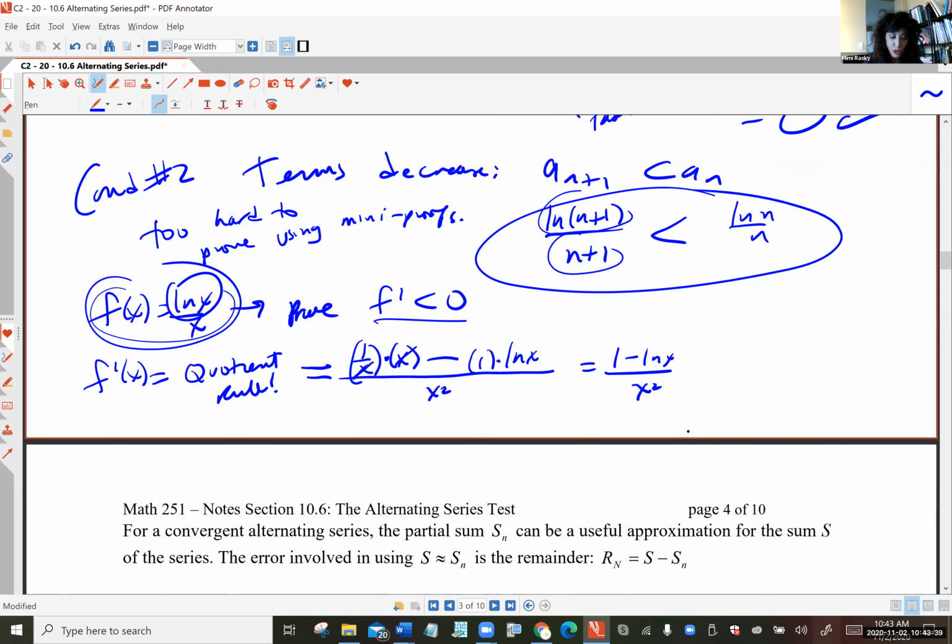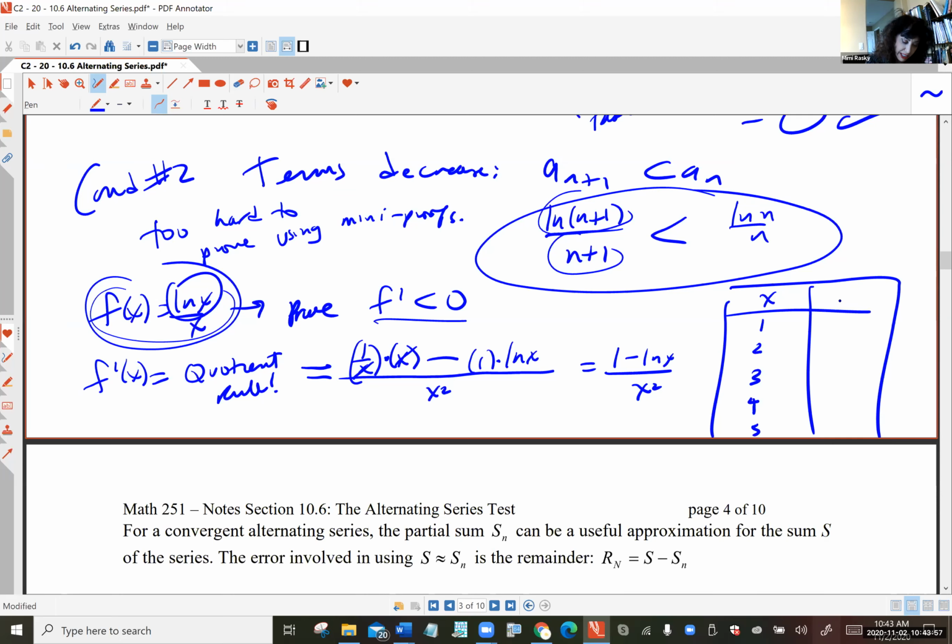Well, let's just try a few values of x. So if you just make a table here, here's a little chart. I'm going to plug in some values of x, like 1, 2, 3, 4, 5, and then let's see what the derivative looks like. Now remember, I don't care what the derivative is, I just care if it's positive or negative. So if I plug in the number 1, the denominator for sure is going to be positive because 1 squared is positive. 1 minus ln of 1. What's ln of 1 equal to? It's a nice number. Anybody know? 0. So we have 1 over 1, but that's positive.